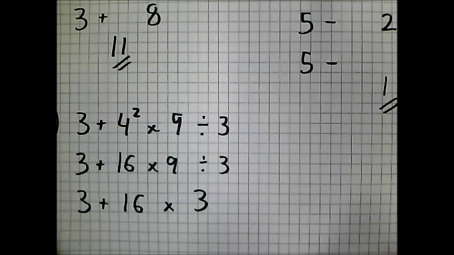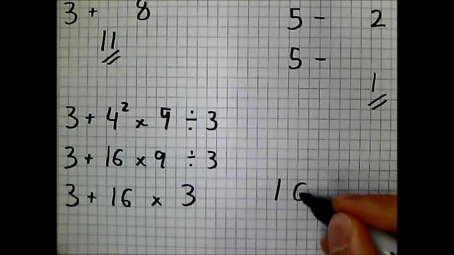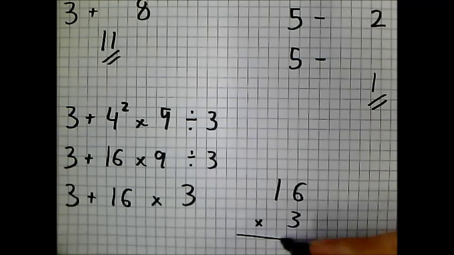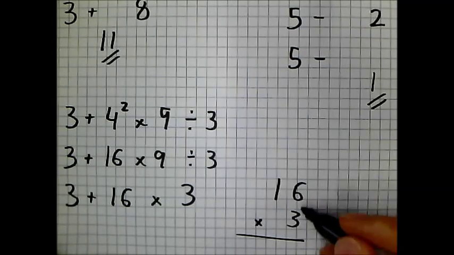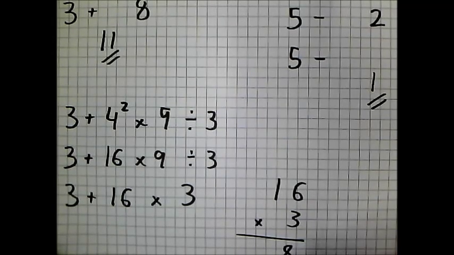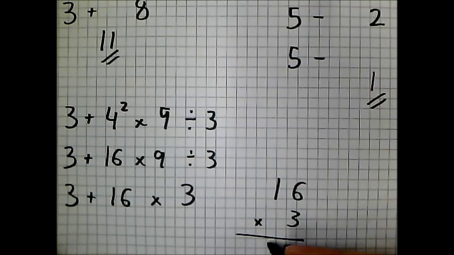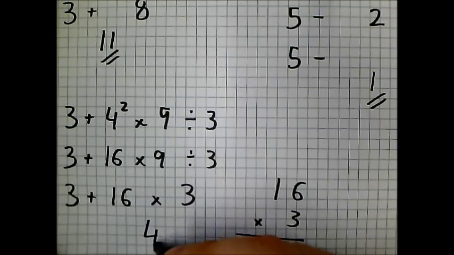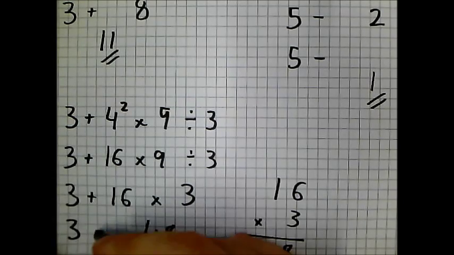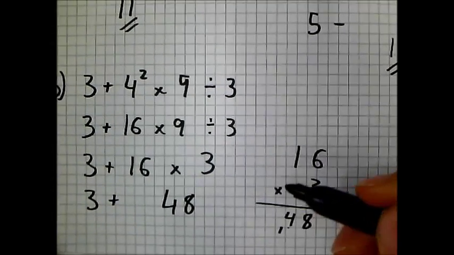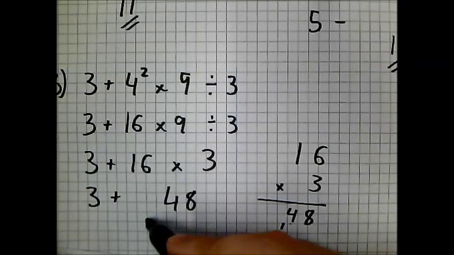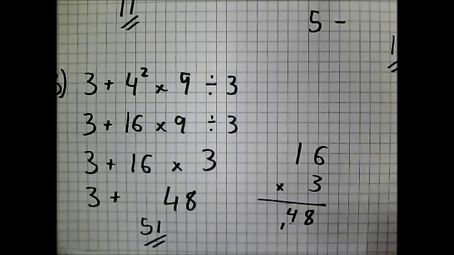I'm now going to do 16 multiplied by 3. Now if you need to, you can do a very quick sum on the side here to help you. 6 times 3 or 3 times 6 is 18. Carry the 1. 3 times 1 is 3 plus the 1 is 4. So that is 48. Bring down the 3 and the plus sign. I've now got 3 plus 48, which brings me 51.